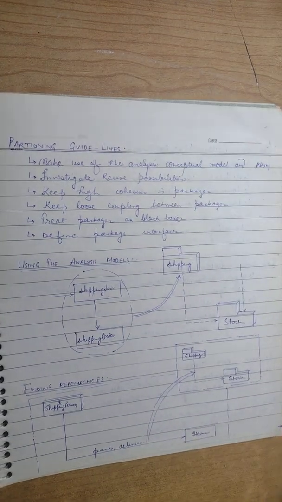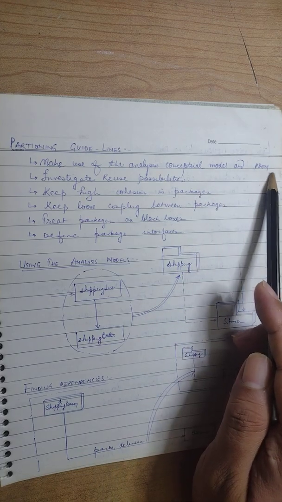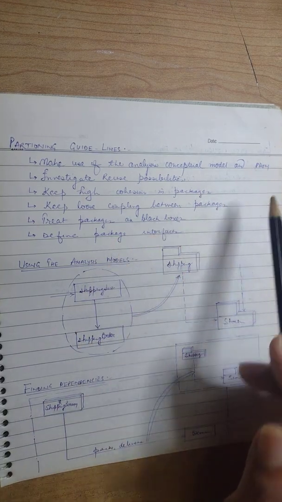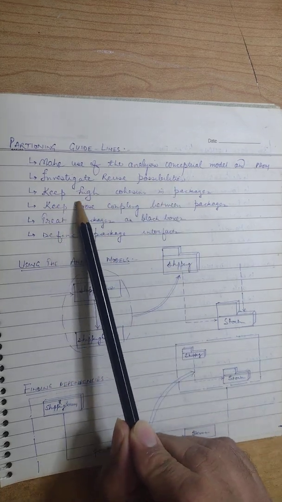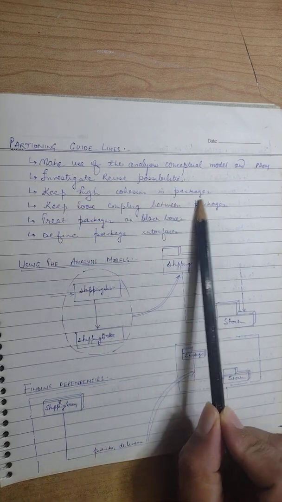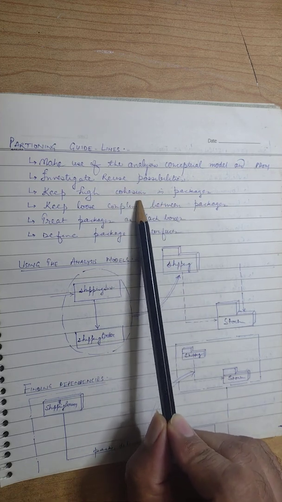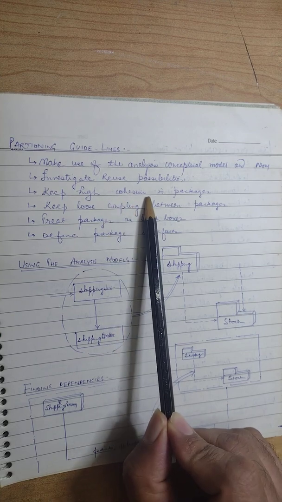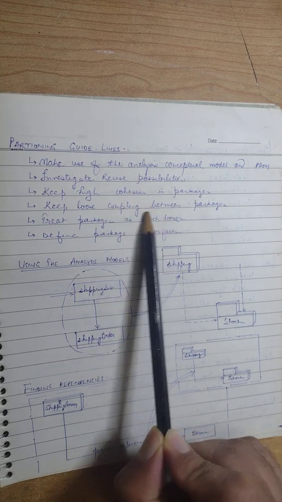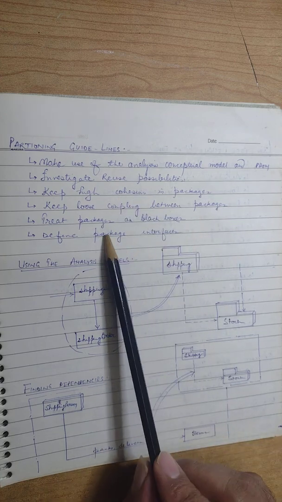Partitioning guidelines are here. Make use of the analysis, the conceptual model and PDOM, which we have seen earlier. Investigate reuse possibility, keep high cohesion. I'll cover cohesion in some other lecture, as it is related to software engineering. There are two terms used, coupling and cohesion. Cohesion should be higher and coupling should be low, so that it helps in better maintenance of the software or the system.